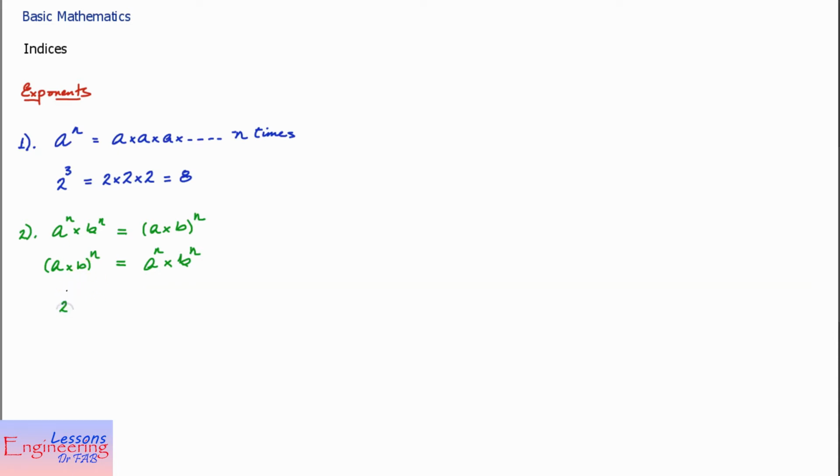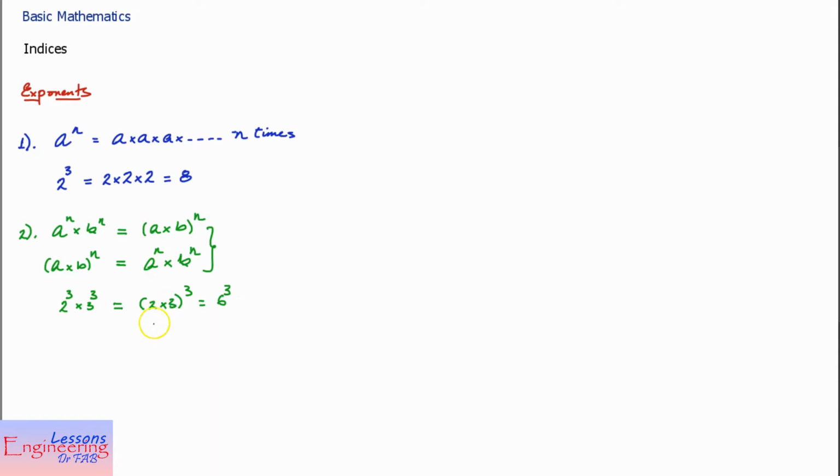An example, building on the previous one: 2 raised to 3 times 3 raised to 3. We are given different bases but similar exponents, so we can bring them together. This will be 2 times 3, the whole raised to 3. The product of 2 times 3 is 6, so this is 6 raised to 3.